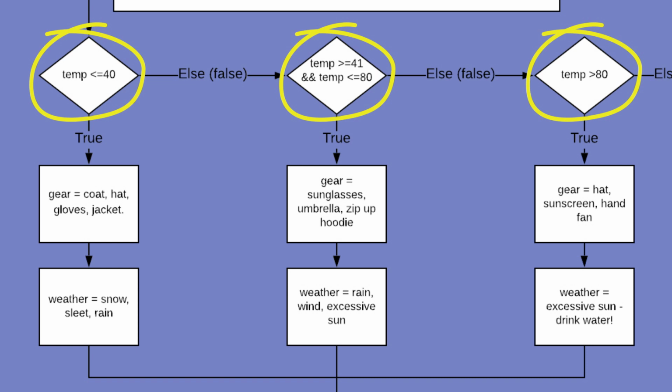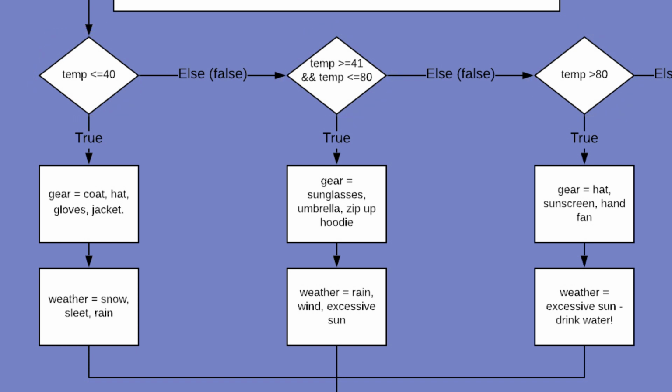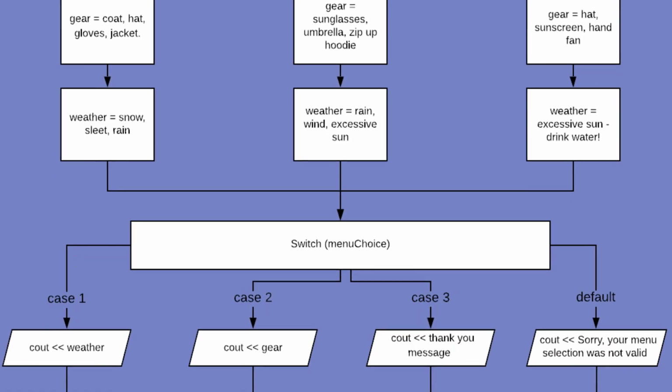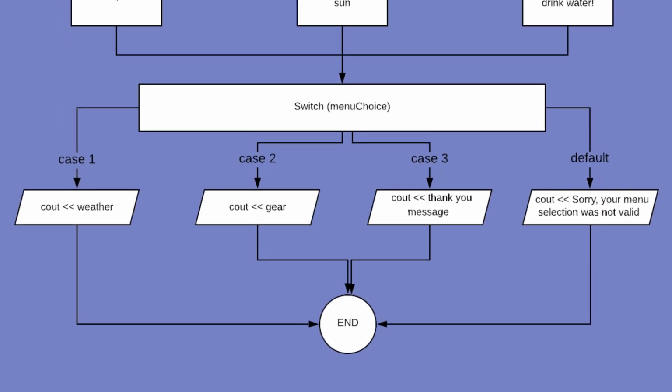We can control that dependent relationship. For example, weather would never include drink water unless the value of temp is greater than 80. After we've evaluated temp and initialized gear and weather to their appropriate values, we move into one more type of evaluation tool called a switch.